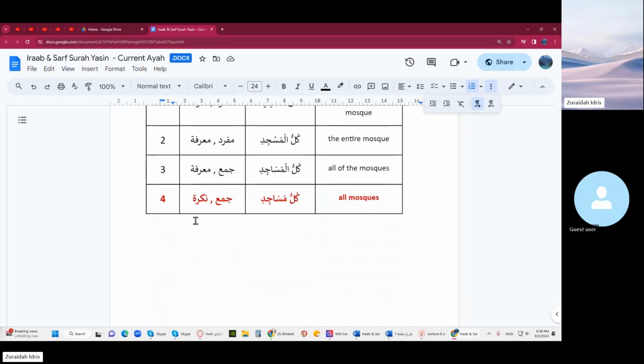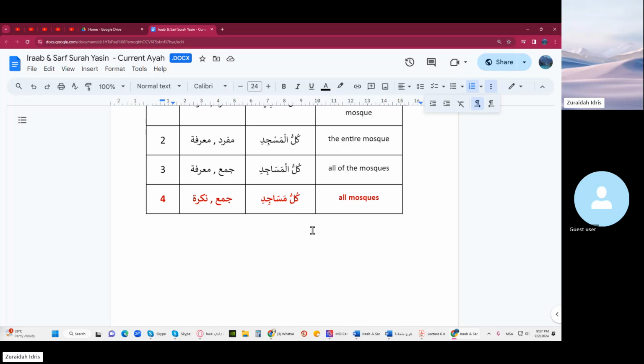The most common case is the 4th one. Kullu masajid, because it's mudaf. Because we want to say all mosques. This is what we normally say in any language when we talk about everything. It has to be followed by the plural. Yeah, all mosques. So this is the common way of writing it. Kullu masajid. You find this in the Quran, like kullu kufarin. All the disbelievers.